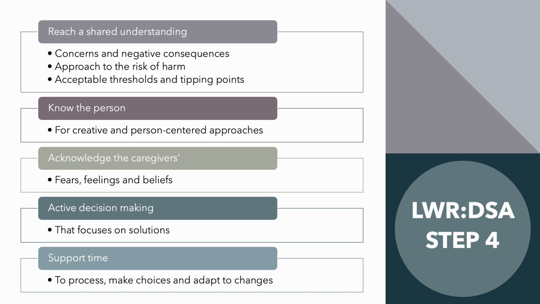It is important to know the person in order to provide person-centered approaches and understand the positive consequences of the older adult's decisions. In order for caregivers to support a high-risk situation, we need to acknowledge their fears and feelings and understand their beliefs. We need to ensure that both the client and caregiver are meaningfully and actively involved in the decision-making processes that focuses on solutions.